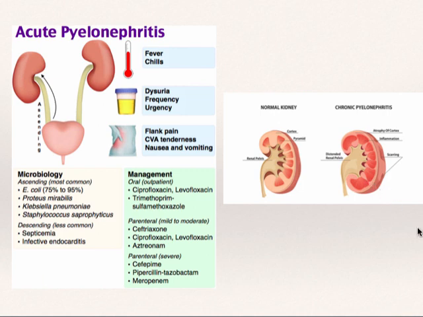This is just an image, like I mentioned. If they have chronic pyelonephritis, obviously that's where they start to get the swelling and inflammation of the kidney. Well, it puts them at risk for kidney disease. So, obviously, we want to prevent that.